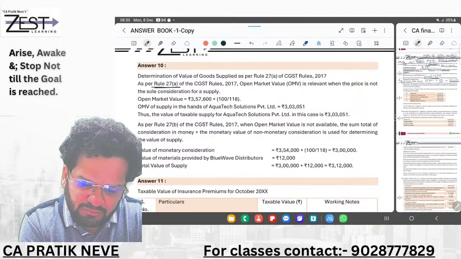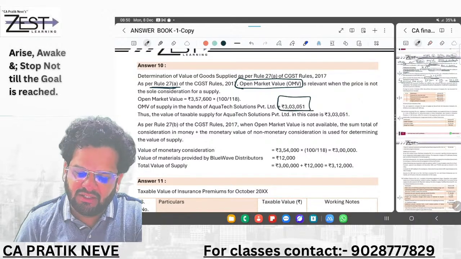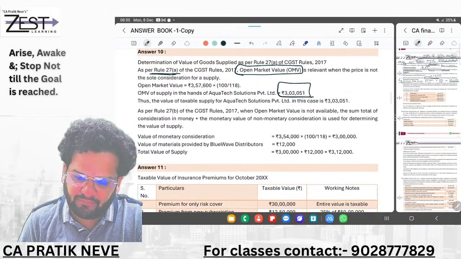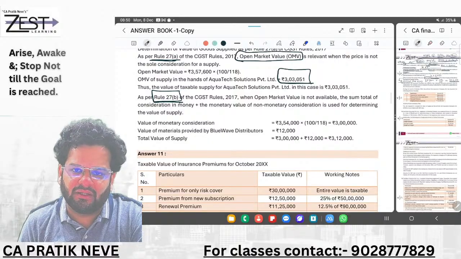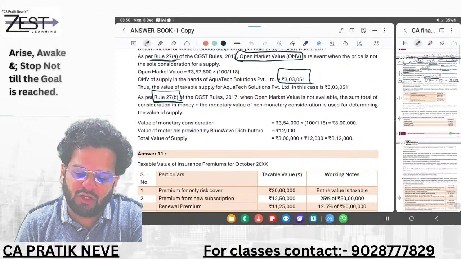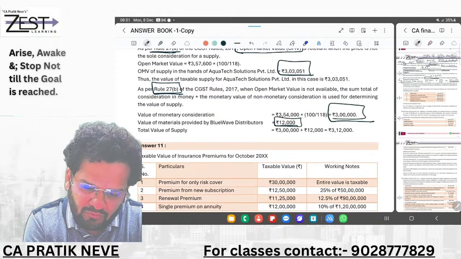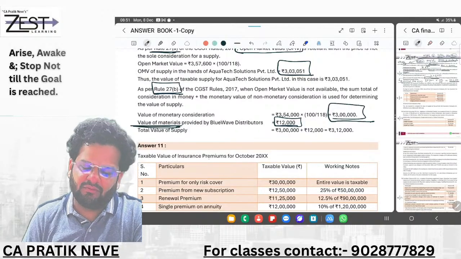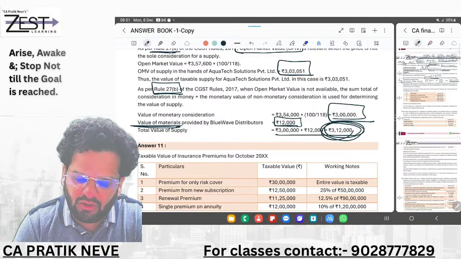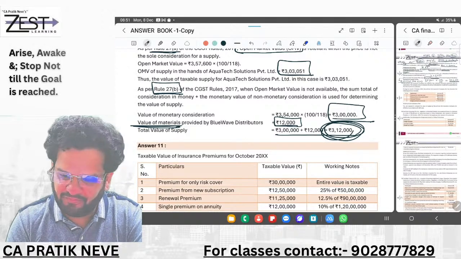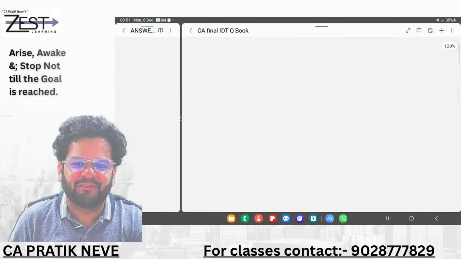So see, as per 27A, we have gone for open market value. So open market value, as we discussed, is 3,03,051. And then as per 27B, what we should do, if A cannot be applied, means if open market value is not available, we should take price plus value of consideration not in money, that is 12,000. So 3 lakh plus 12,000 would be your assessable value. Did you all understand, friends? 100%.